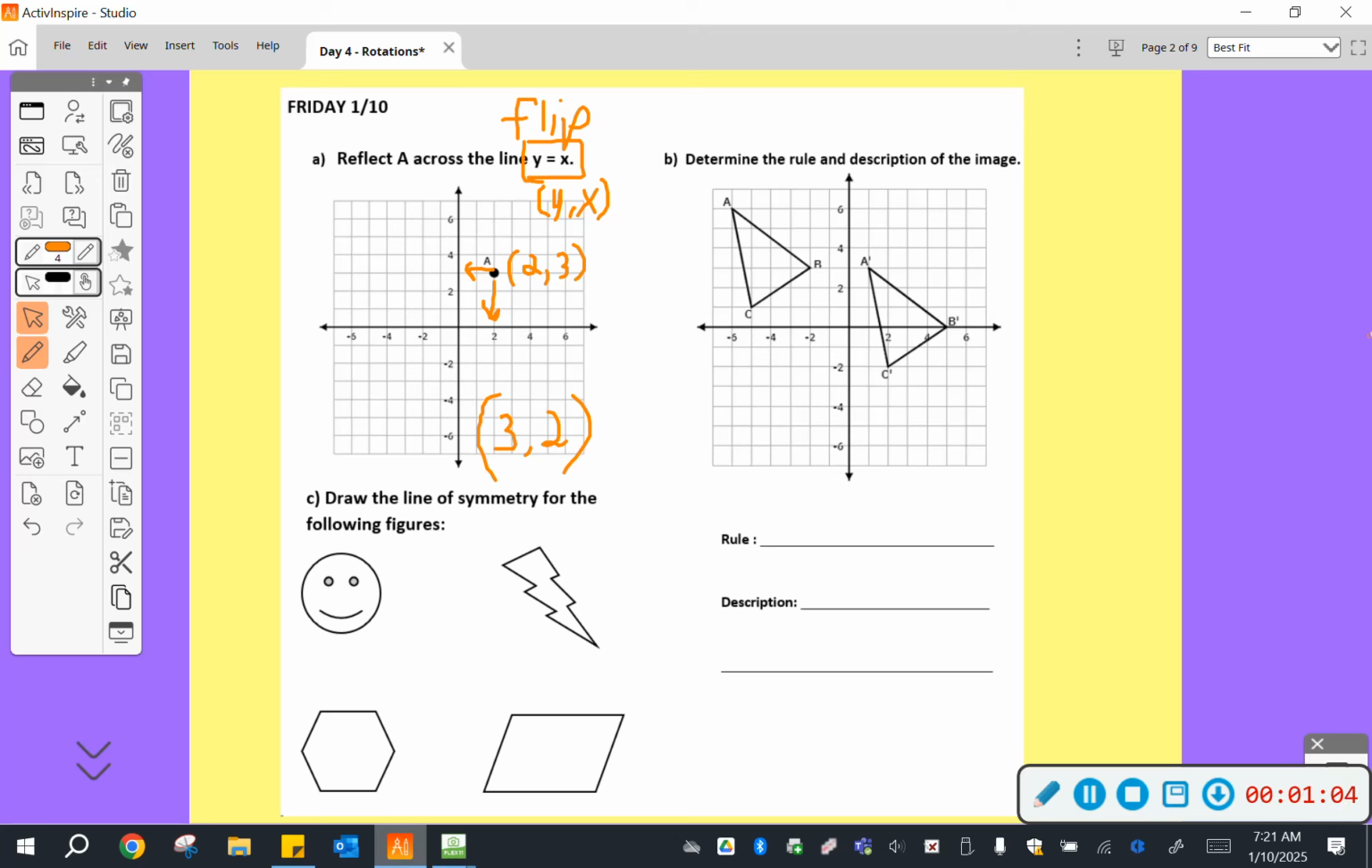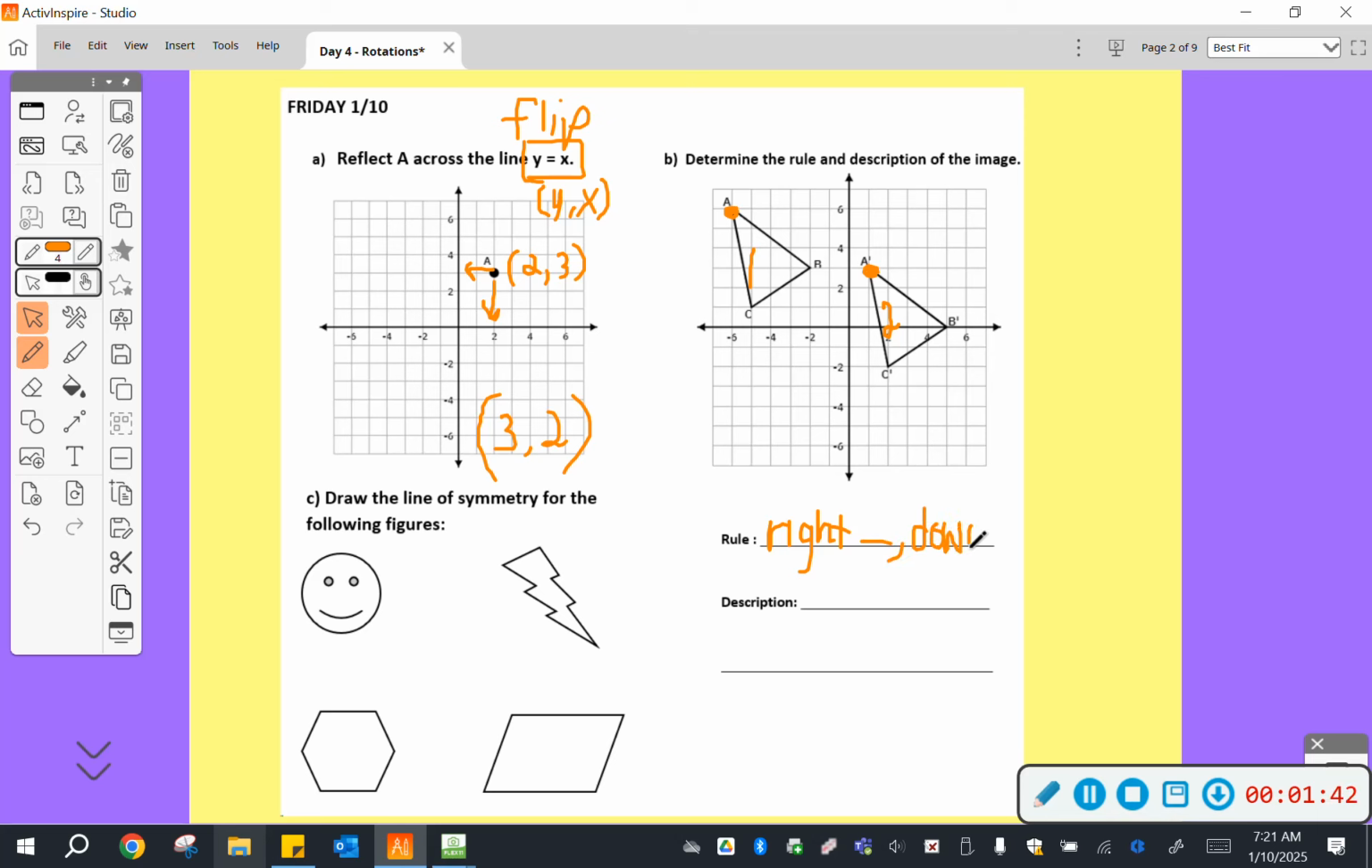Letter B says determine the rule and describe the image. So what am I going to want to do here? What's happening from this one to this one? Do y'all agree this is my first one and this is the second one? What is it doing? It's translating. How is it moving? And you have to choose the same letter. I'm going to go from A to A prime, or you could do B to B prime or C to C prime. I'm just choosing A. It's going right. Do you all agree it's going right? Do you also agree that it is going down? So it's going right and down.